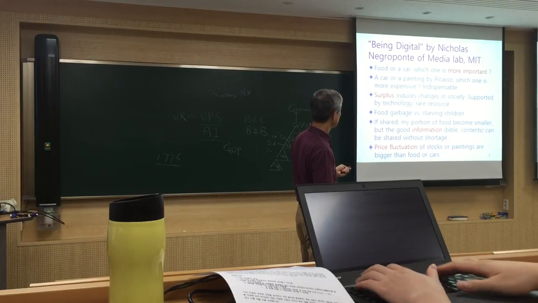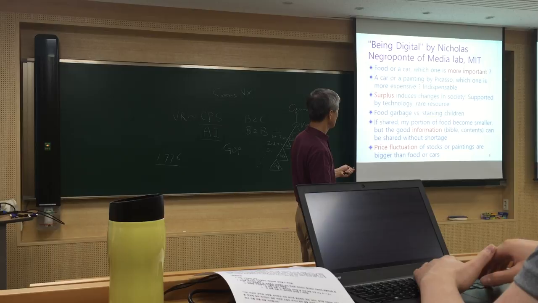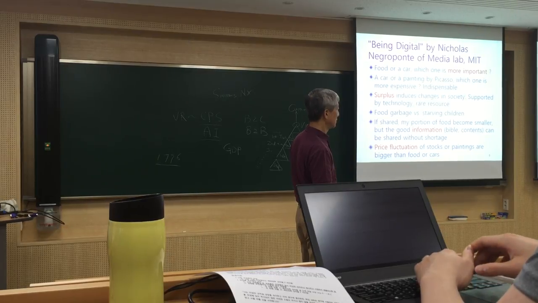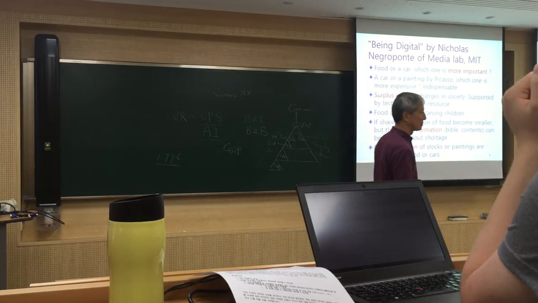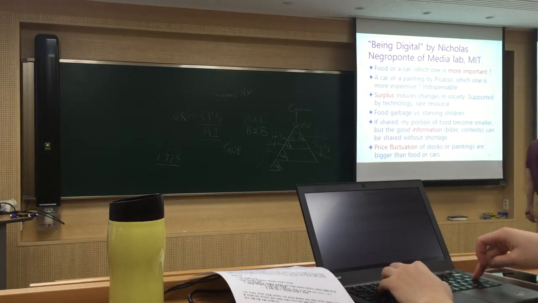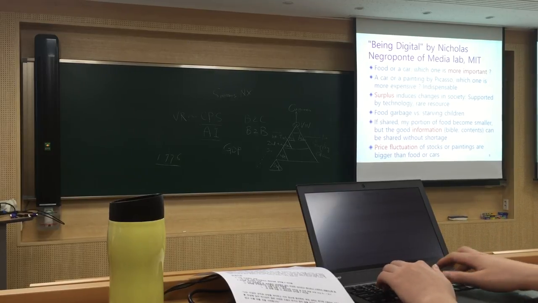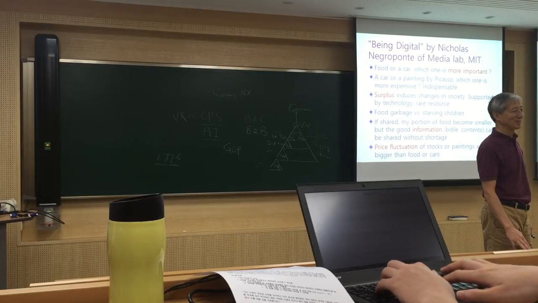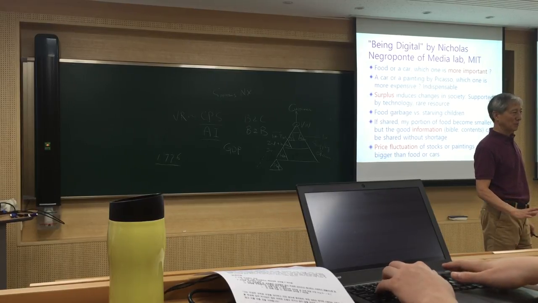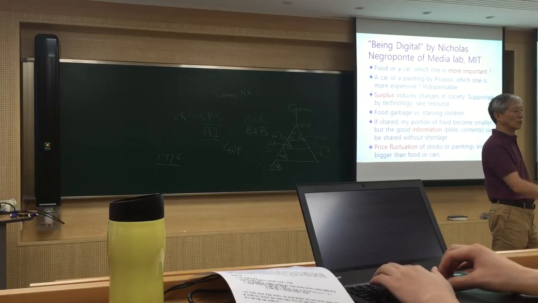Surplus induces change in society. He's saying in his book, surplus induces change in society. That surplus comes from technology and also from rare resources. What is an example of a rare resource? Gold. And another? Picasso? That is not a resource. Resource probably comes from nature. Gold.